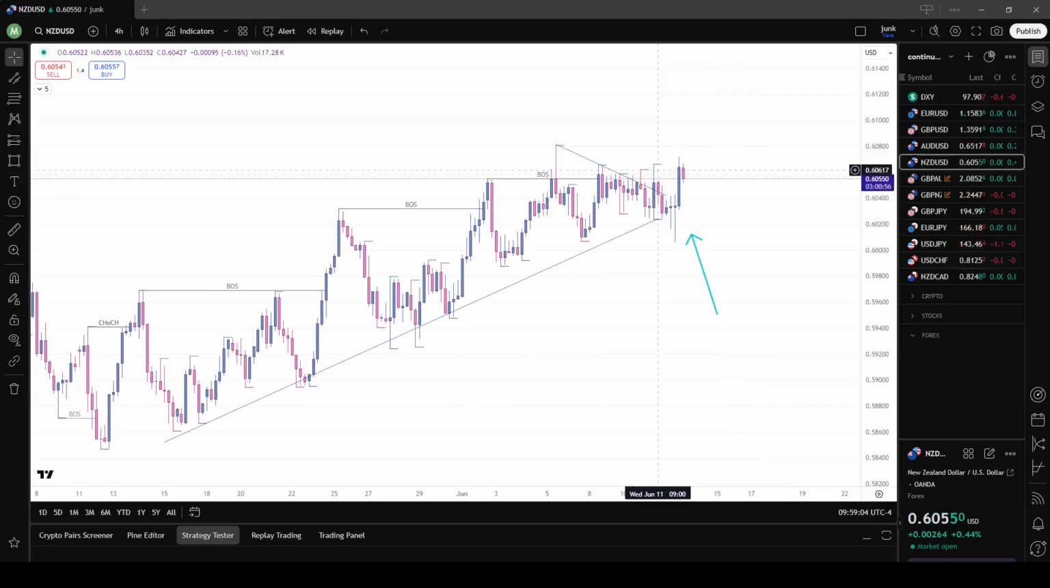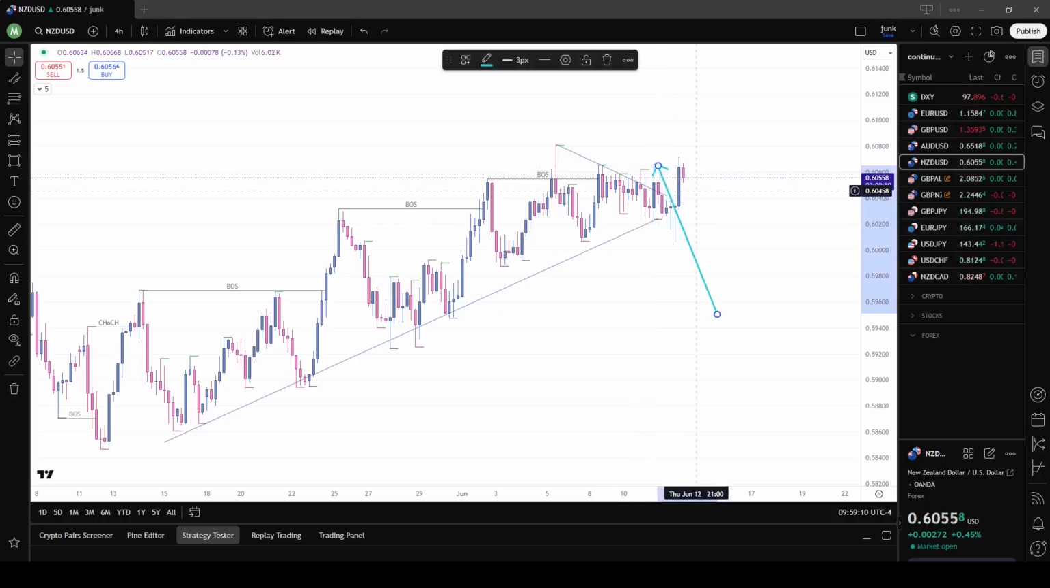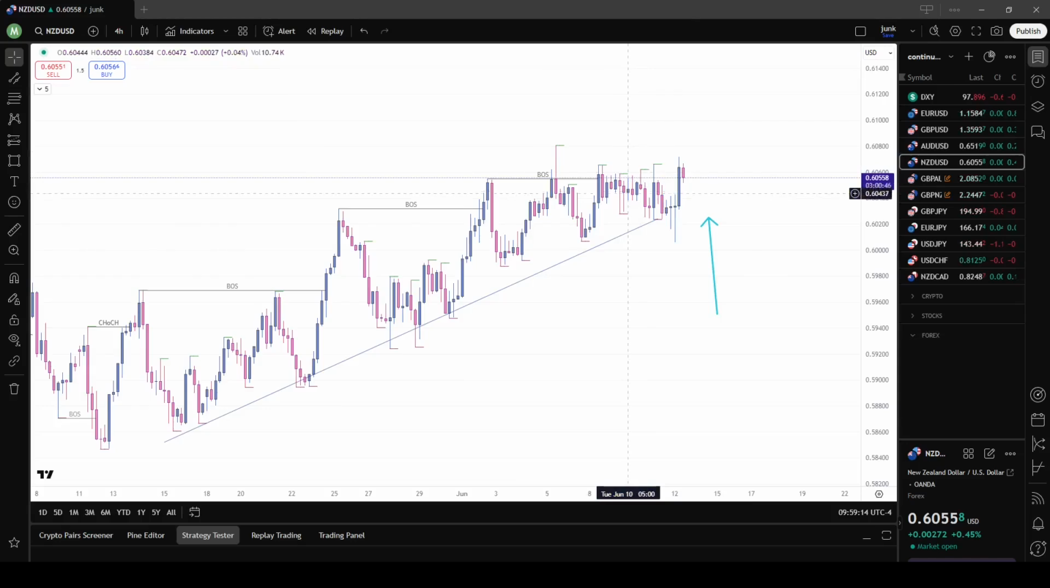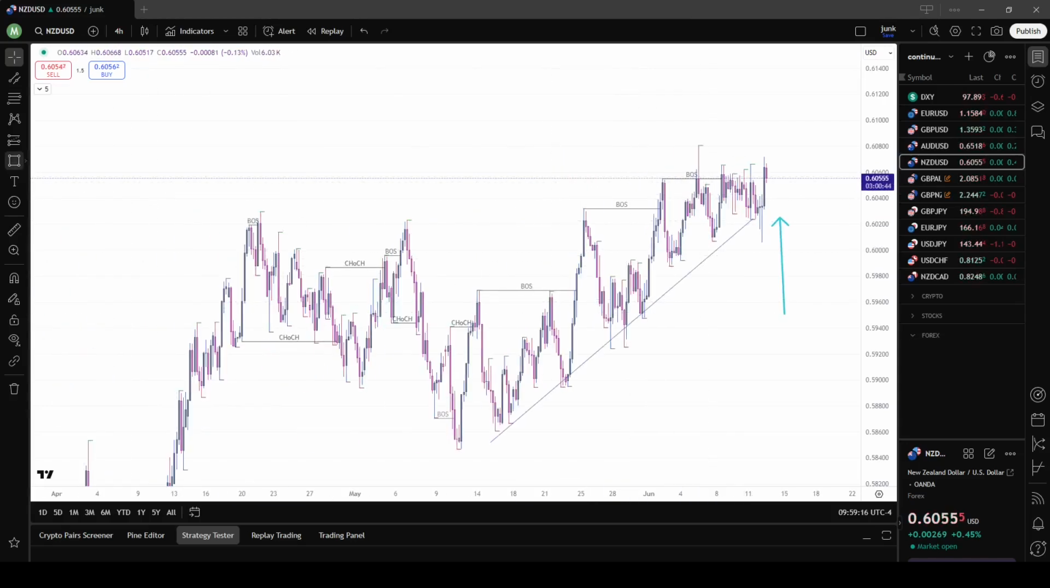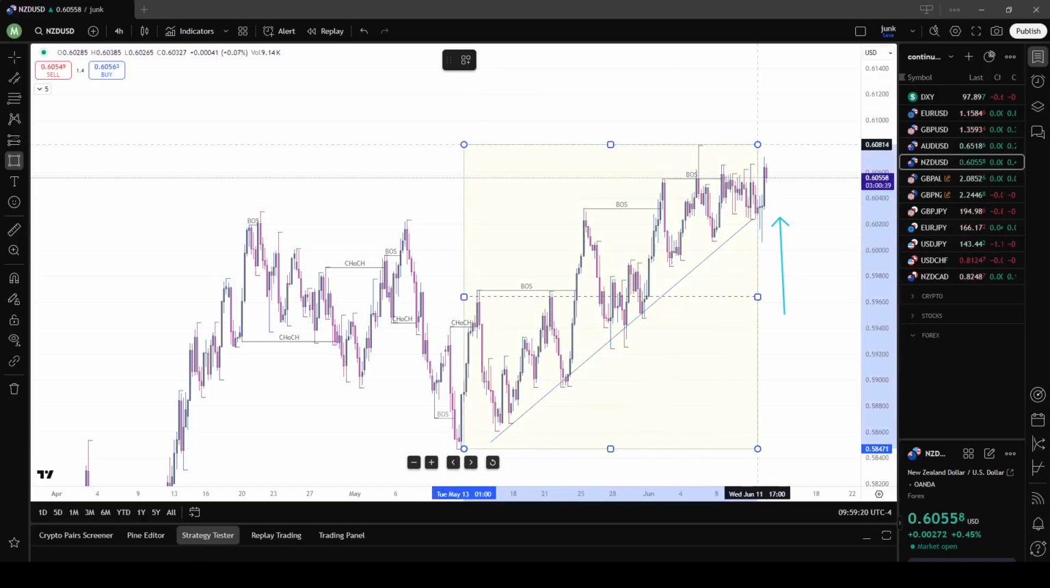NZD USD, similar situation. Prices here have broken out of the highs that were being formed, but no clear breakout of the high of the overall structure. Let's go and map out the current range as prices continue to make higher highs, higher lows.